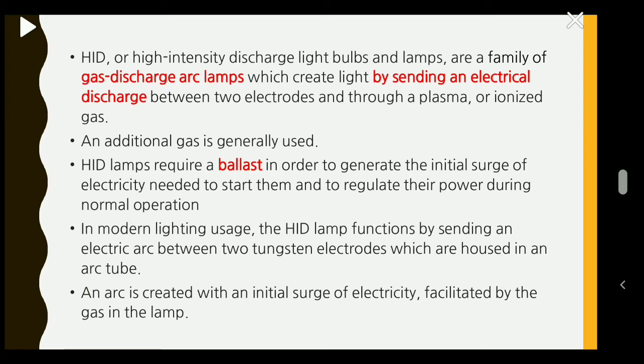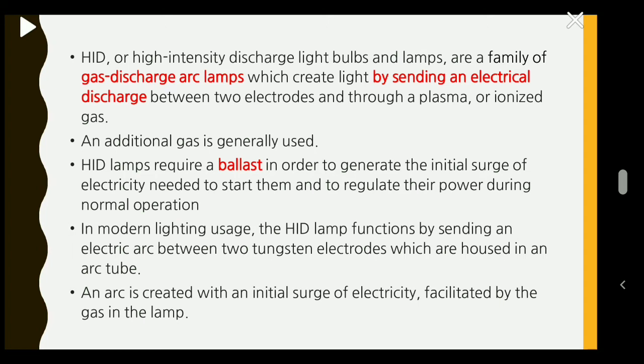In modern lighting usage, the HID lamp functions by sending an electric arc between two tungsten electrodes which are housed in an arc tube usually constructed of quartz. The tube is filled with an amalgam of gas and metal salts. An arc is created with an initial surge of electricity facilitated by the gas in the lamp.